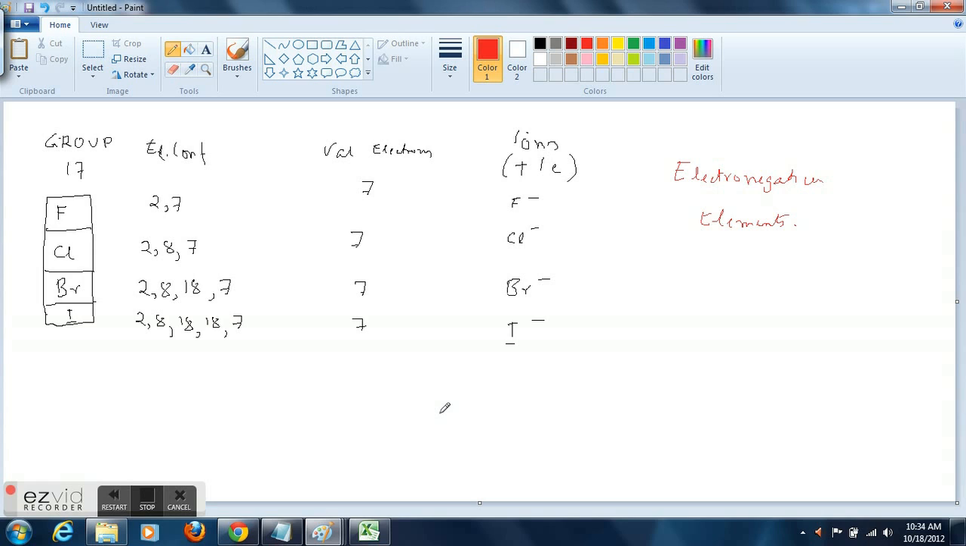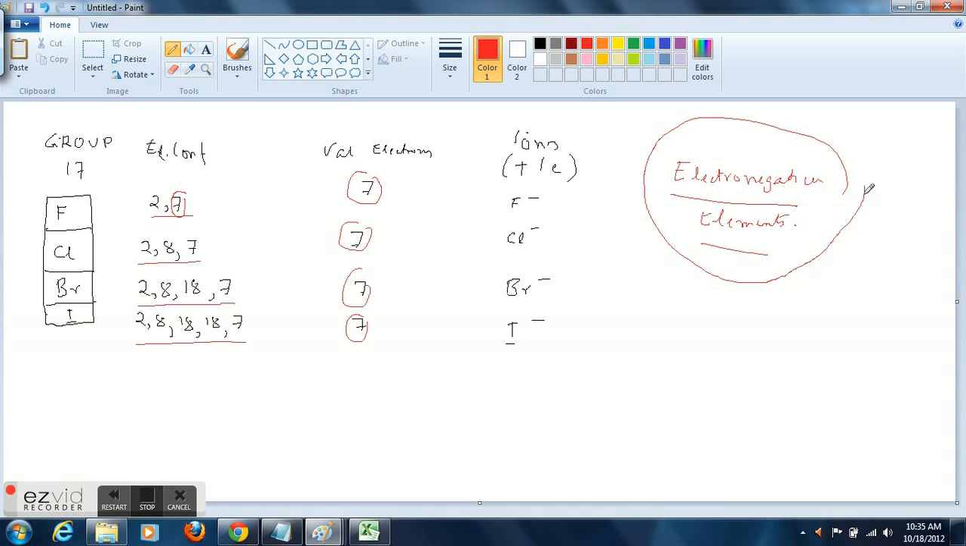Let us look very carefully at group 17 elements, called halogens: fluorine, chlorine, bromine, iodine, astatine. I have not written astatine here. Electronic configurations are 2,7, 2,8,7, 2,8,18,7, 2,8,18,18,7, and as you can see all have 7 valence electrons. But the interesting thing is they form negative ions: they accept one electron. So when they accept an electron they have one extra negative charge, and form negative ions like fluoride, as in sodium fluoride, chloride as in sodium chloride, potassium chloride, bromide, iodide, because they are electronegative elements.